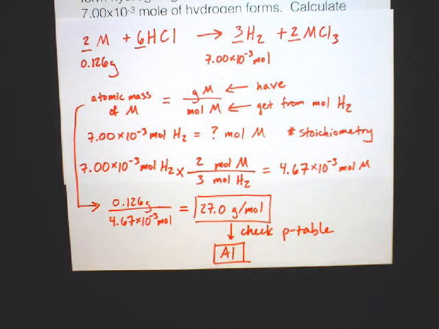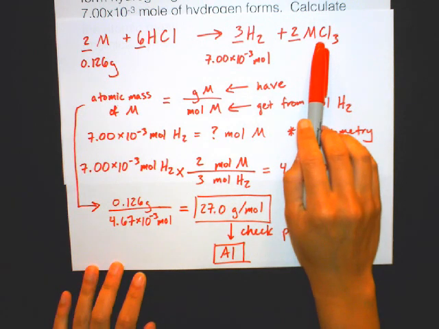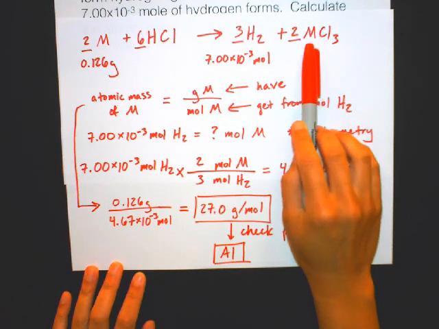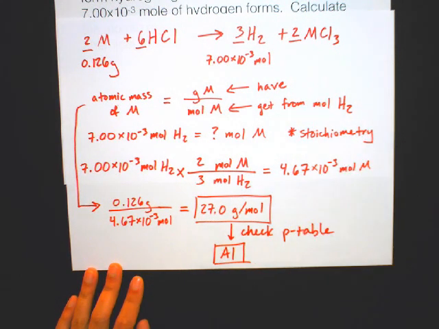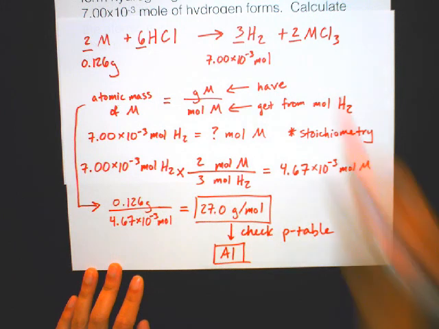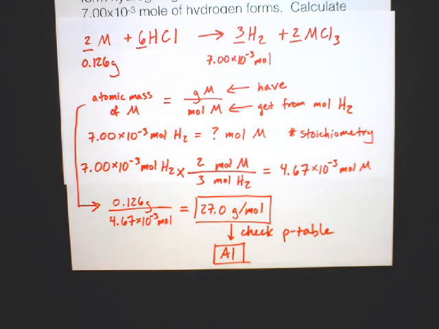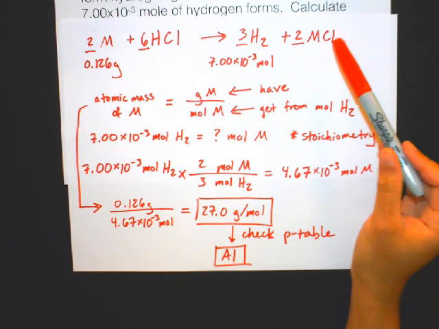Did anyone have a hunch that it was aluminum from the very beginning? How did you know that? Because in the beginning equation it's MCl3, so it had to be something that was plus 3. Right. So a lot of people look at that and say, oh, it's aluminum. And you're right. Because there are very few metals that it could be with this formula.